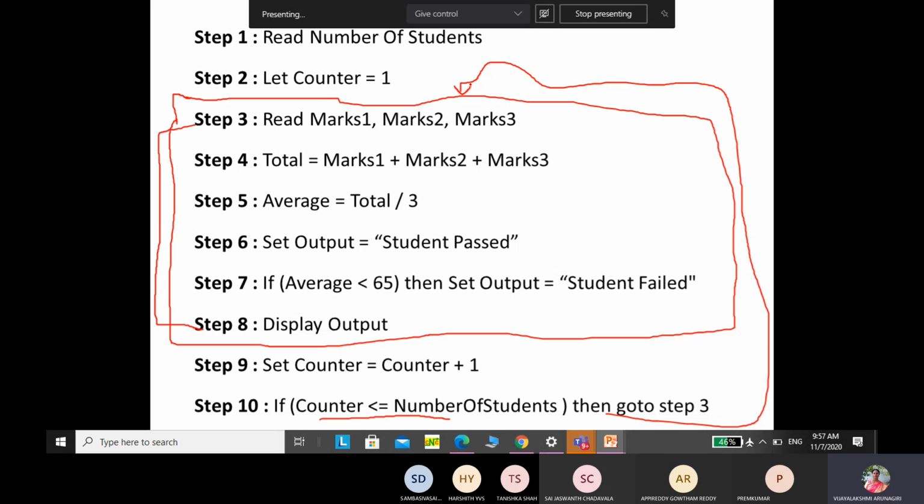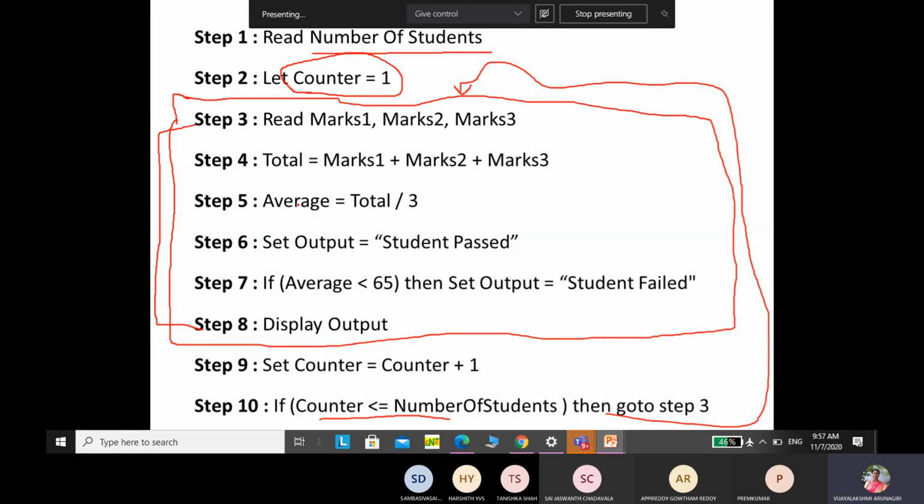If I want to use a loop, or repeat for many times, the first thing is what? I have to take how many times my loop is going to be executed. That is, I have to read the n value, the number of students. Next, to count how many times the loop is going to be executed, I have to initialize the counter value, counter equal to 1.